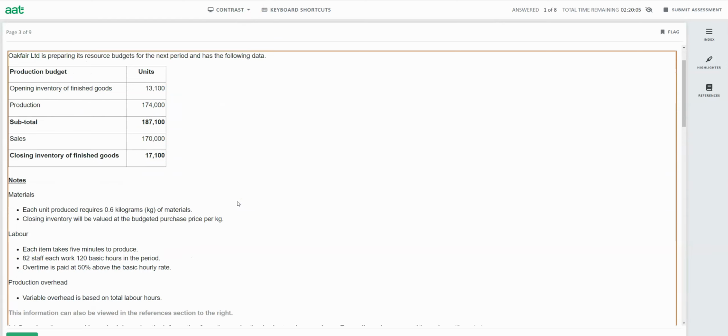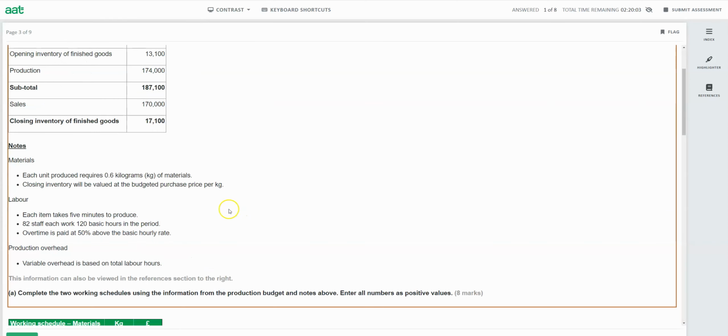So it says in the notes, material: each unit produced requires 0.6 kilogram of material. To make 1 unit, we need 0.6 kilogram of material. Closing inventory will be valued at the budgeted price per kilo. So all the closing inventory is going to be valued at the budgeted price per kilo. We need to find out how much the budgeted price per kilo is.